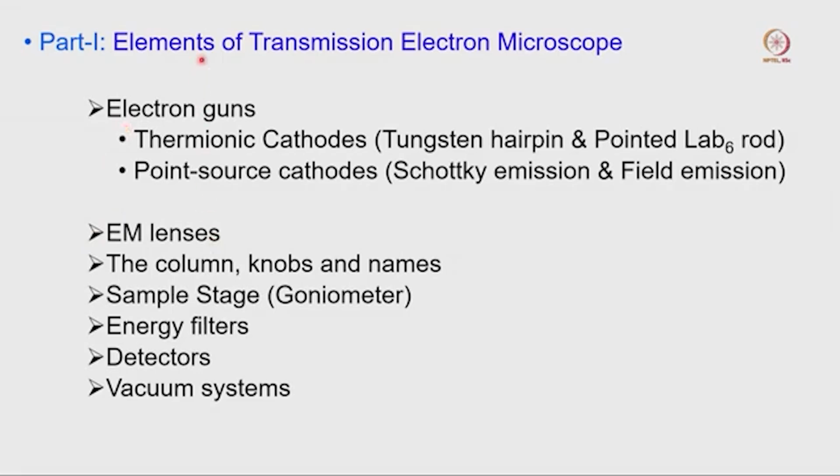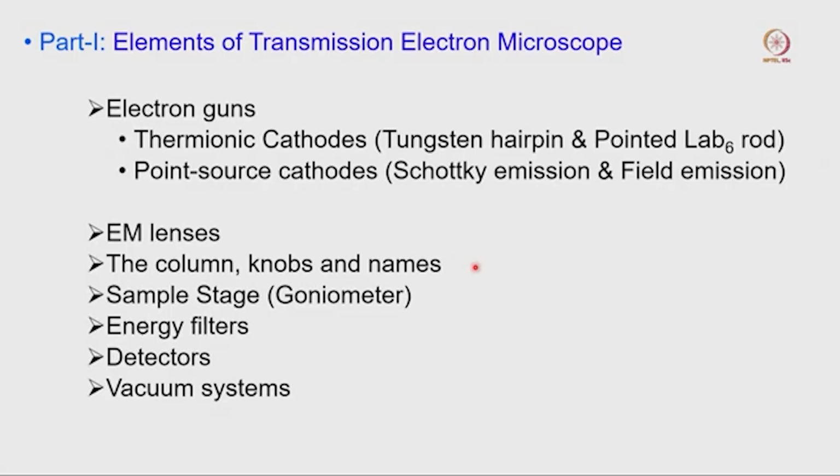For any microscope, what elements do we have in our transmission electron microscope? It starts at the top with the electron gun, then the electromagnetic lens, and then the column, knobs and their names. Definitely that is important, because in our microscope you can see there are a total of 6 electromagnetic lenses, and that is a very complicated system compared to a light microscope.